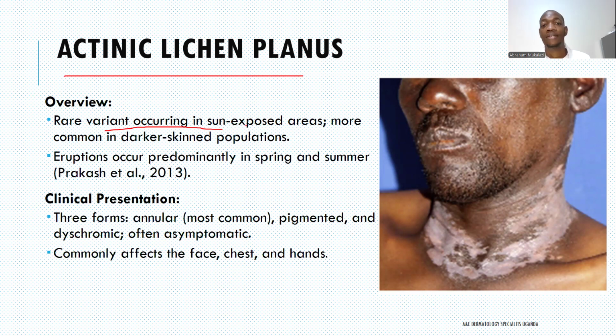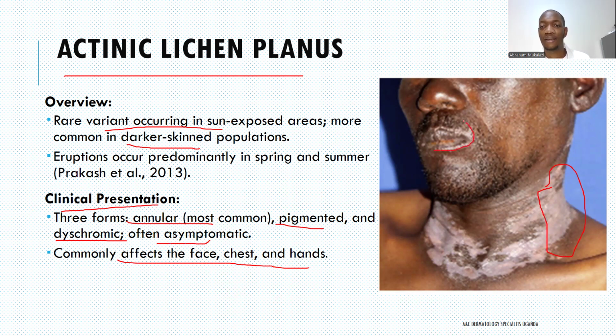a bit rare, affecting sun-exposed areas, more common in dark-skinned individuals, and the eruption may predominantly occur in the spring and summer. In the clinical picture, someone will have an annular, pigmented, or even dyschromic picture. Oftentimes it's asymptomatic. Commonly it can affect the face, the chest, and the hands. As you can see in this picture, this is what you have as actinic lichen planus, and you see the skin color of this individual.